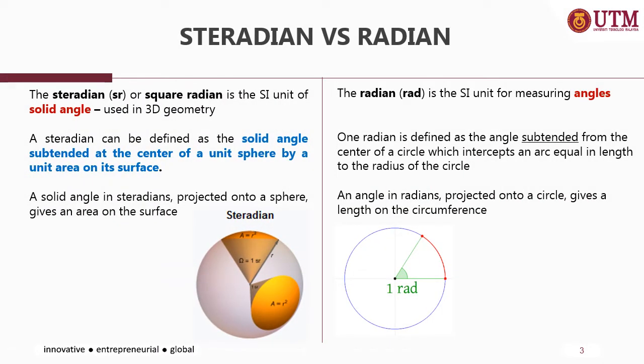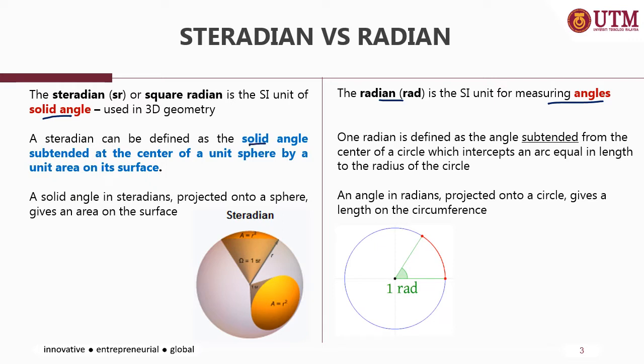Next, we are going to discuss other fundamentals on antenna theory and design, which are the steradian and radian. I believe that you have heard of radian, and I am not sure whether you have heard of steradian or not. Steradian, or the abbreviation SR, is a square of radian. It is the SI unit of solid angle and is used in 3D geometry, while radian is the SI unit for measuring angles. Steradian is for solid angle and the radian is for angle.